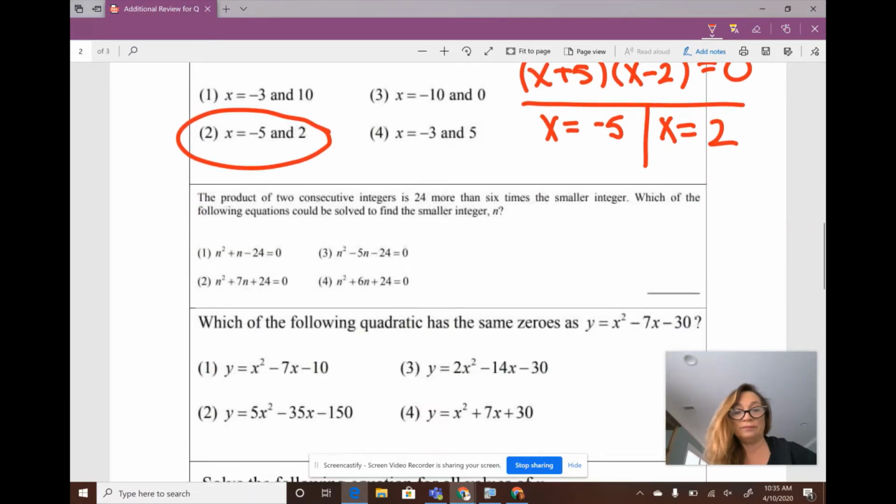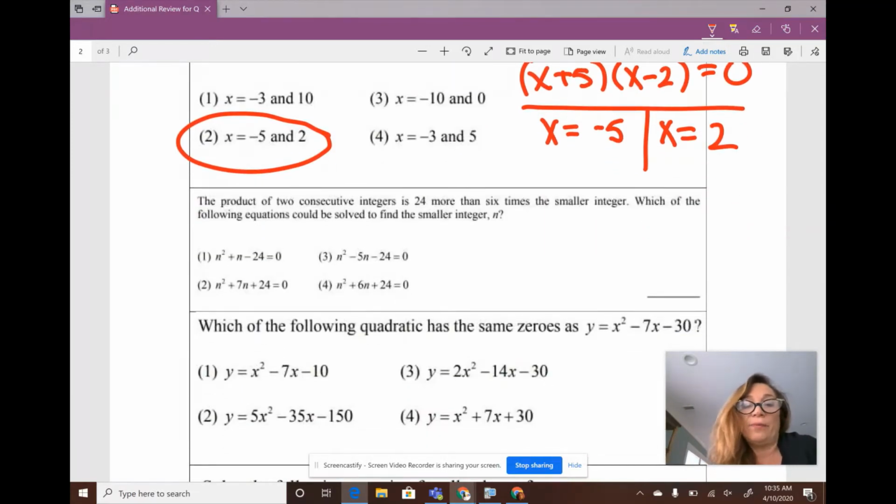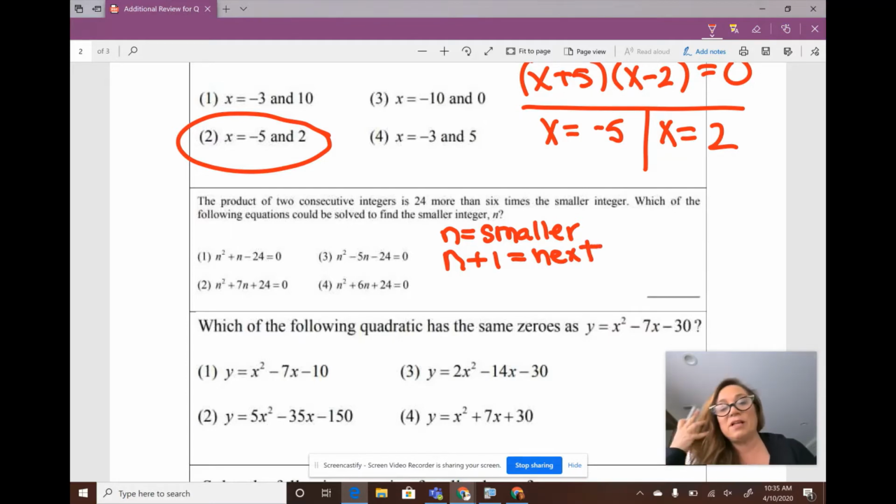Choice 2. All right, the product of 2 consecutive integers. So n would equal the smallest or the first. And since they're consecutive, the next one would be 1 greater. So I'm saying n plus 1 is the next. Now, this is multiple choice, so you don't really have to show work. I'm showing you work, but don't just guess. It is totally not and never will be called multiple guess.